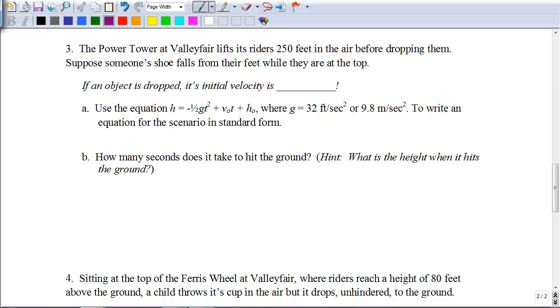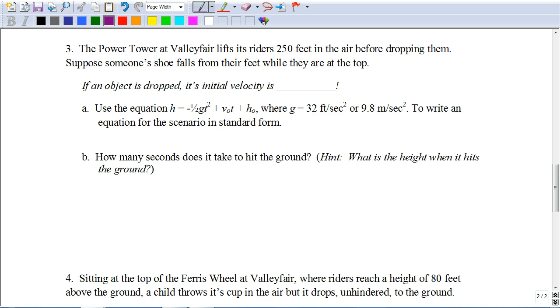Okay, so in this video we're going to look at some situations where we would use the quadratic formula in some real-life scenarios. First, let's look at this example. It says a power tower at Valley Fair lifts its riders 250 feet in the air before dropping them. Suppose someone's shoe falls from their feet while they are at the top.